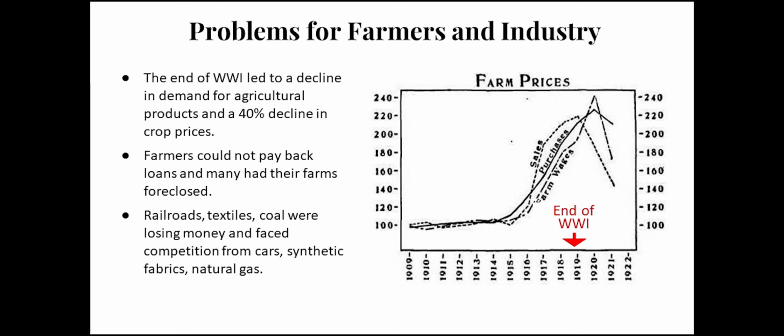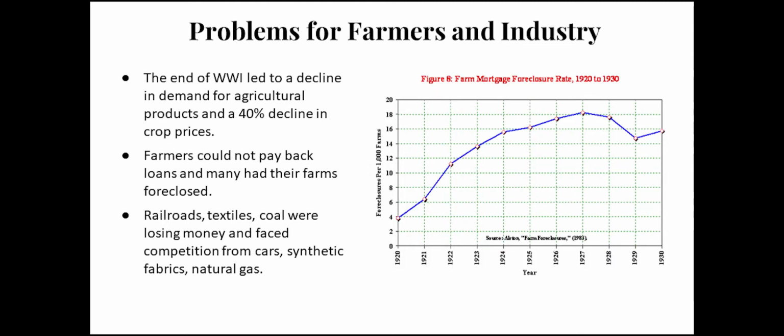So now we have more crops than there's demand. Prices go down. So farmers have to foreclose on their farms. They can't pay off the mortgages. A lot of people lose their land.